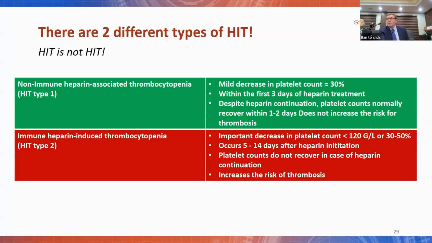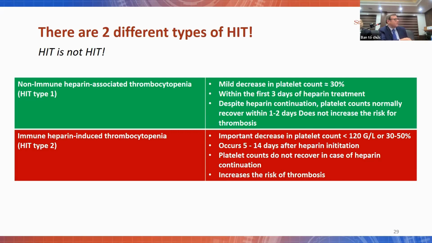So there are two types of heparin-induced thrombocytopenia. The first one, which is type 1, is a mild decrease in platelet count, around 30%, within the first 3 days of heparin treatment. And despite heparin continuation, platelet counts normally recover within 1 to 2 days, and this does not increase the risk for thrombosis. So we don't usually care about this kind of heparin-induced thrombocytopenia.